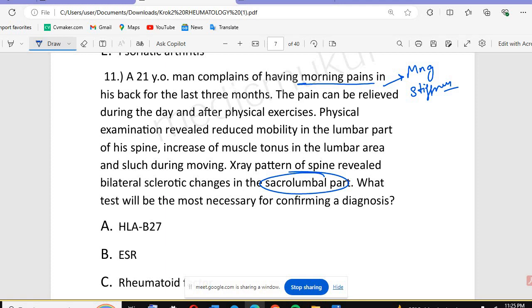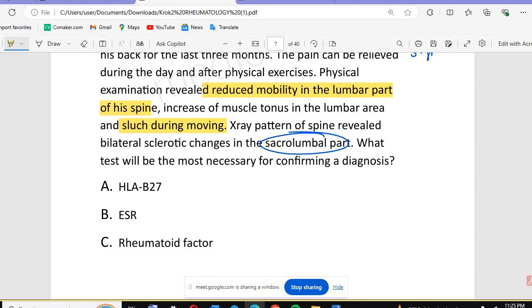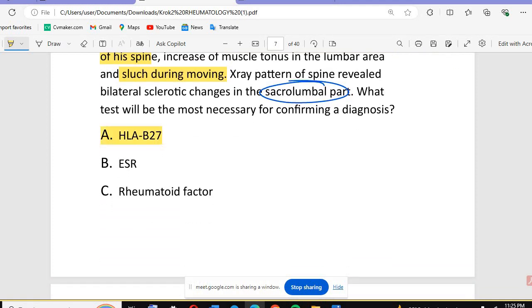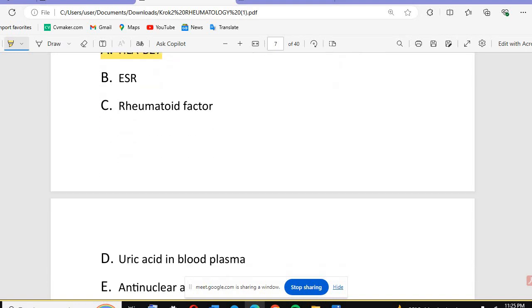Physical examination shows reduced mobility in the lumbar part of the spine. If they're talking about the spine, it means they're not talking about rheumatoid arthritis. There is increased muscle tonus in the lumbar area, and stiffness during moving. The X-ray pattern shows spine relief, bilateral sclerotic changes in the sacrolumbar part. That is again like the bamboo spine or the terry appearance. So which test will be positive? Most necessary, HLA-B27 would be positive.